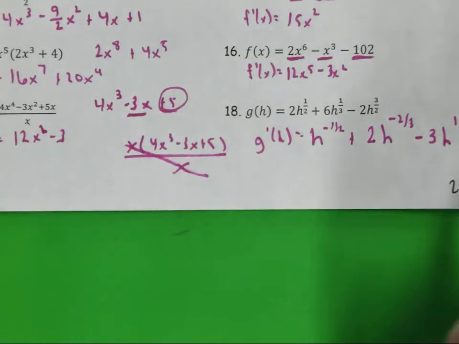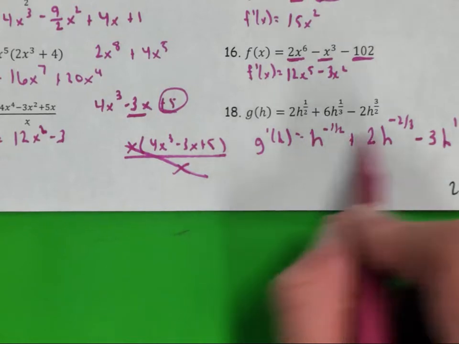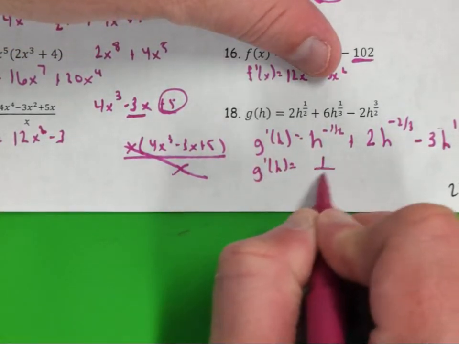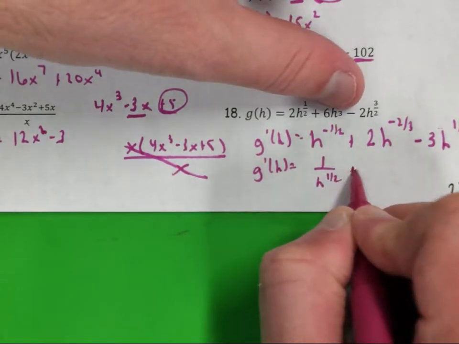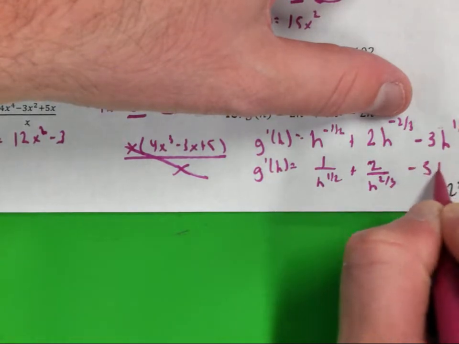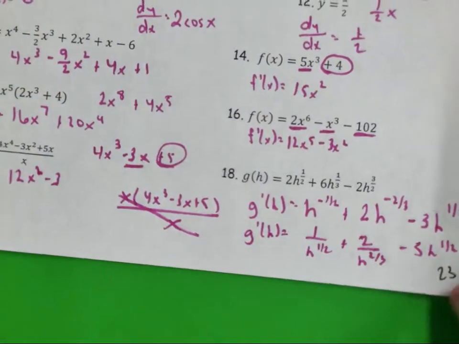Now, do we want negative exponents? I'll rewrite that. I'll put them in the denominator.